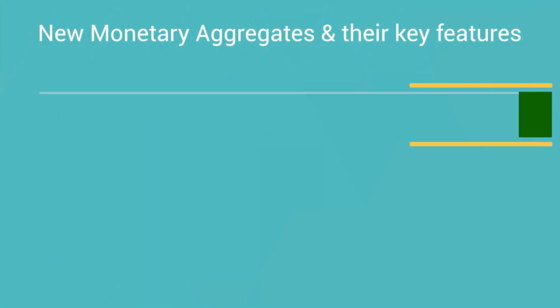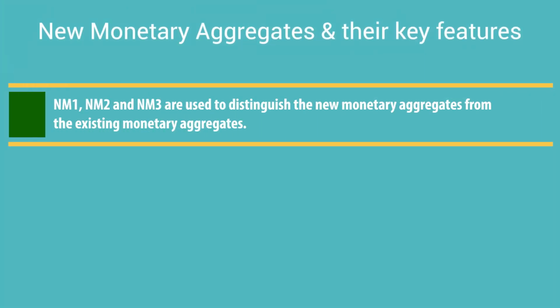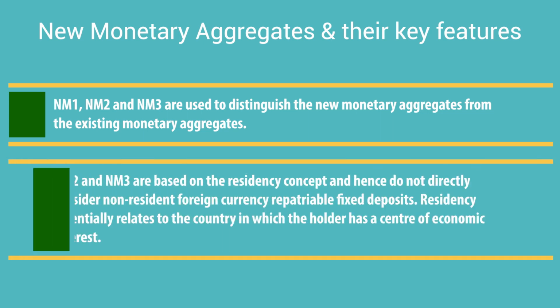Now, these new monetary aggregates come with certain features. NM1, NM2 and NM3 are used to distinguish the new monetary aggregates from the existing monetary aggregates. The existing monetary aggregates are M1, M2, M3 and M4. Now, NM2 and NM3 are based on the residency concept which I had explained in a previous slide. And hence, they do not directly consider the non-resident foreign currency repatriable fixed deposits.